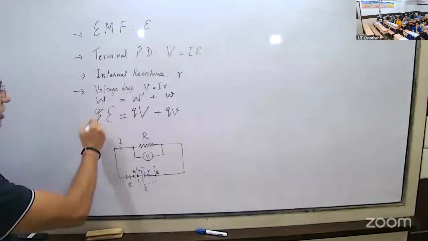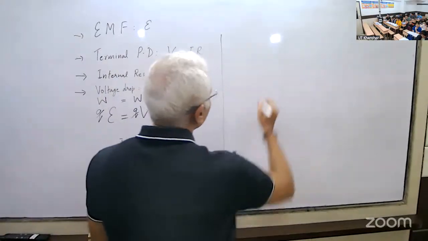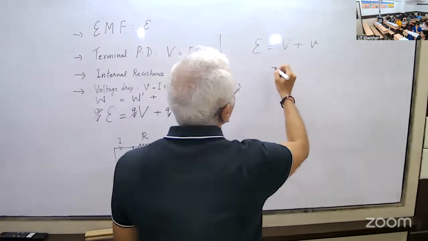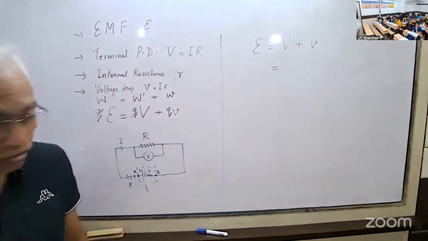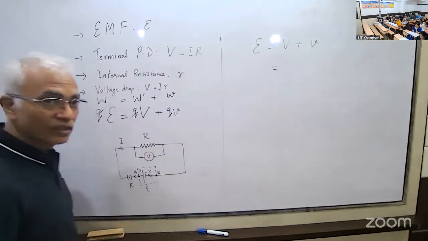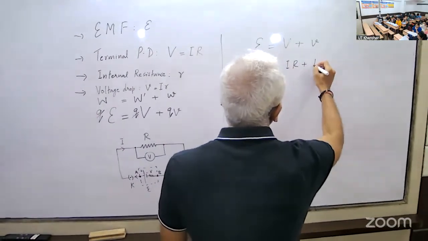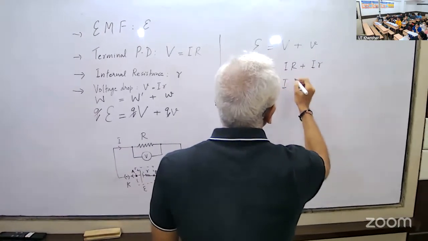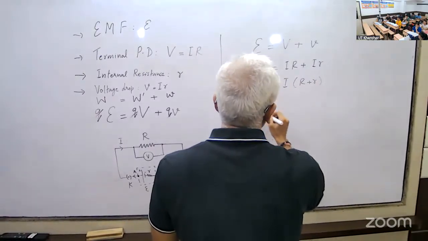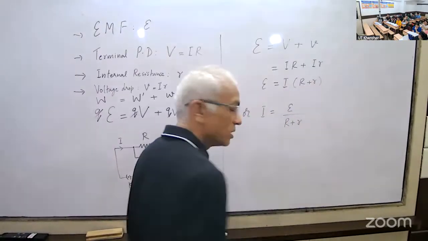Now when you remove the Q, what do you get? E is equal to V plus Ir. Now apply Ohm's law. By Ohm's law, the current is the same through both the cell as well as the outside load. So this becomes IR plus Ir. This is the expression for current.